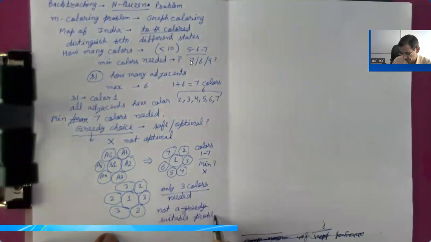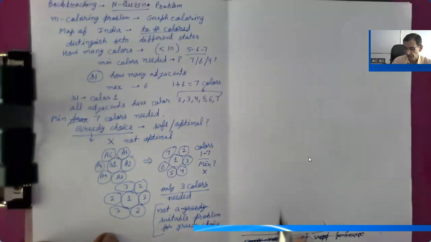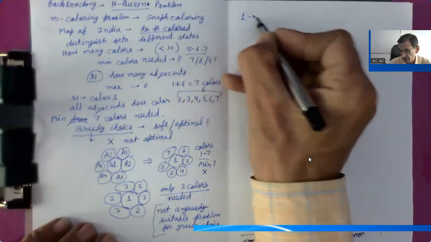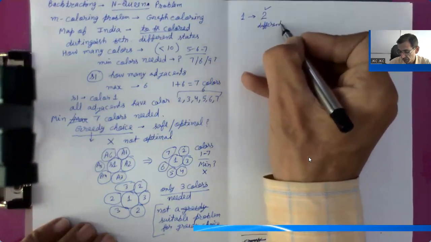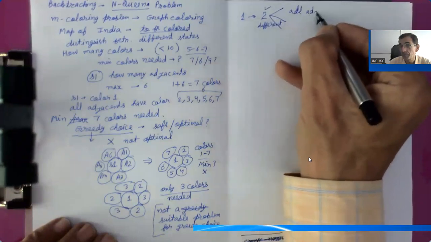So it's not a suitable problem for a greedy algo, as a greedy choice is not what really works in this case. If it doesn't work, then I'm not going to accept it in the way I am using it. So it's not the best choice. The reason is that once I had 1, its adjacent was 2. Yes, a different color for 2 is okay. But 2's adjacents also need to be known to me.